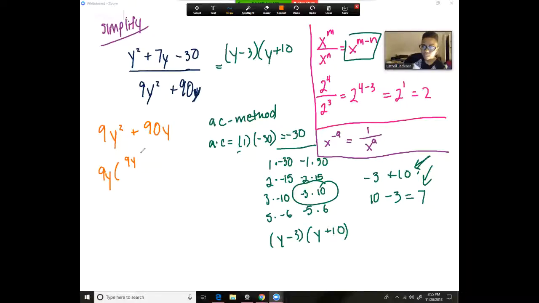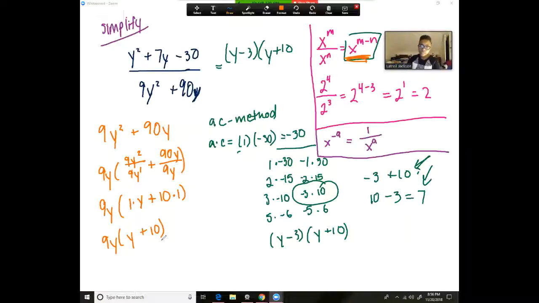9y squared divided by 9y, plus 90y divided by 9y. And what do we get? 9 divided by 9 is 1. y squared divided by y to the 1 power is y to the 2 minus 1, based on this rule over here, so that's y to the 1 power, which is just y. 90 divided by 9 is 10, and y divided by y is 1. So we have 9y times the quantity, or the sum, of y plus 10. Cool.